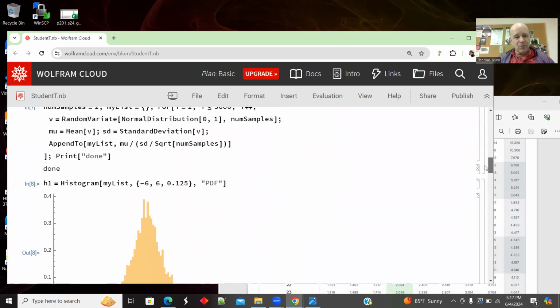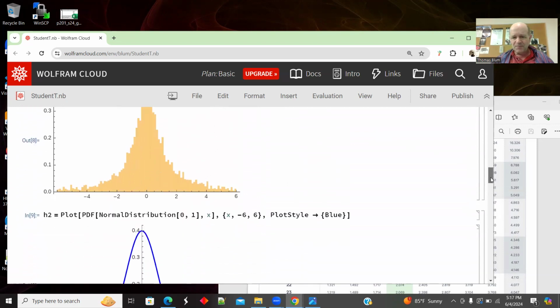And again, we are dividing by a square root, and the square root of the sample tends to be smaller. So this is part of its effect.